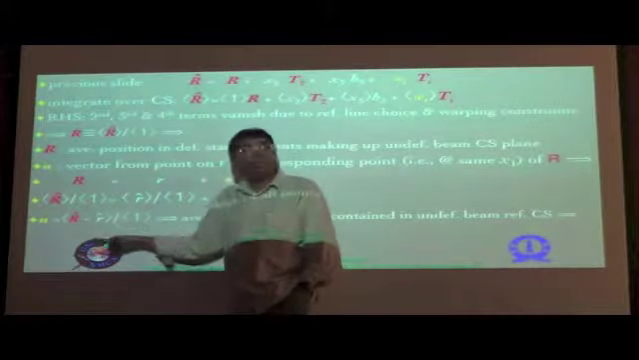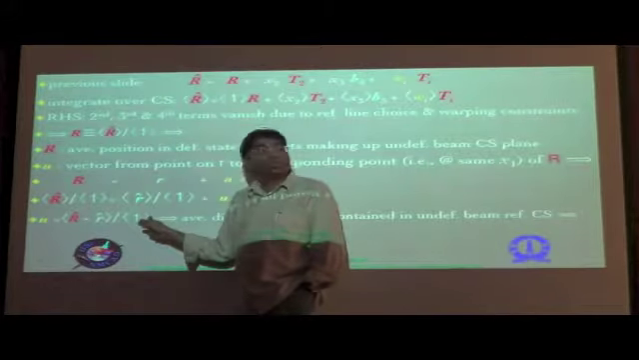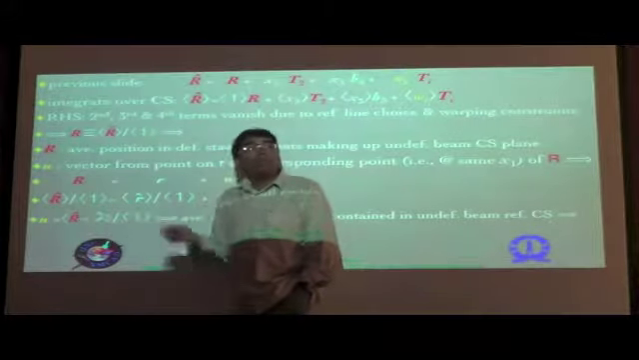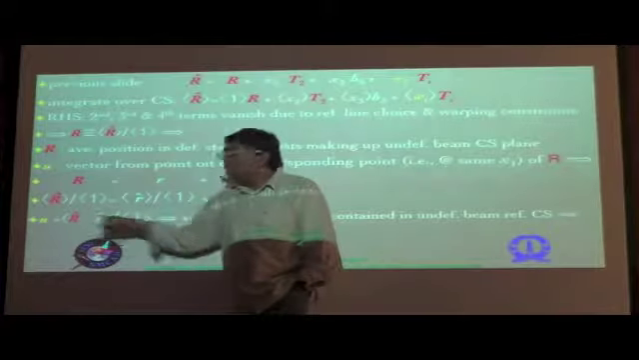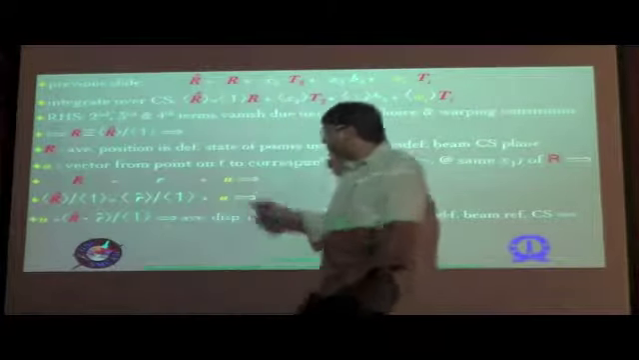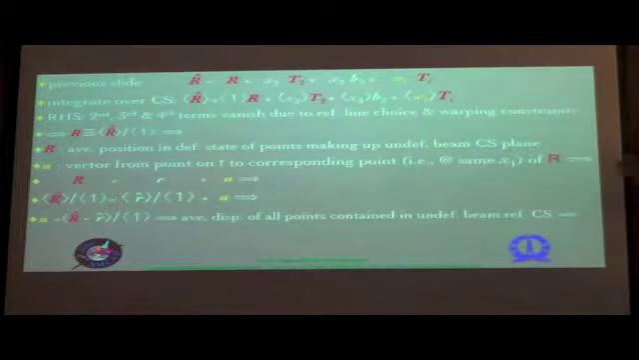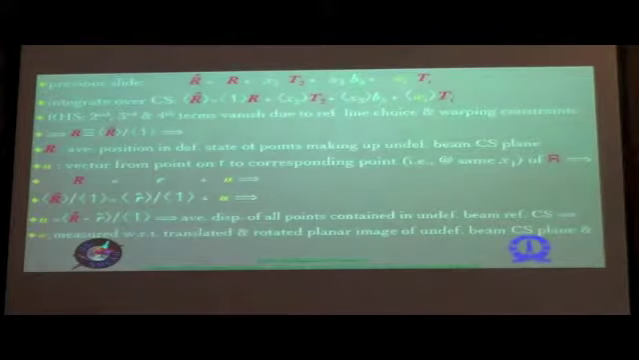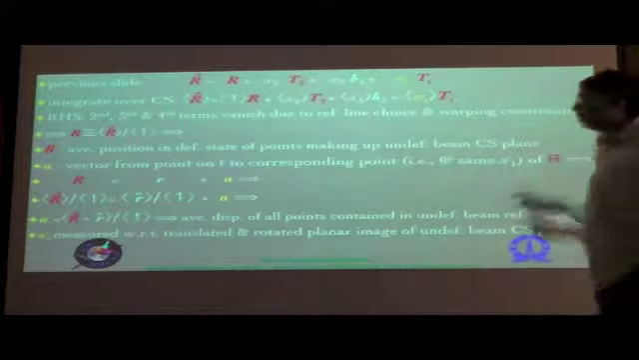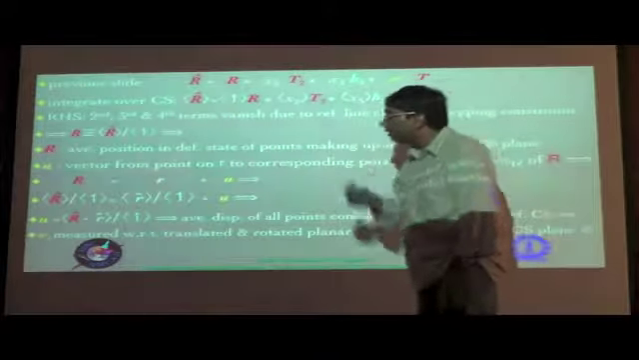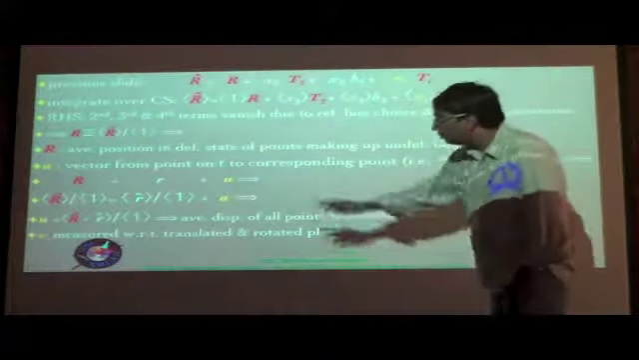You are integrating that over the entire cross section. Dividing by the cross sectional area means that it is the average translation of all the material points. So that is basically the average displacement of all points contained in the undeformed beam reference cross section. So it has a very clear physical meaning under the special condition in terms of the choice of constraints and choice of the reference curve.